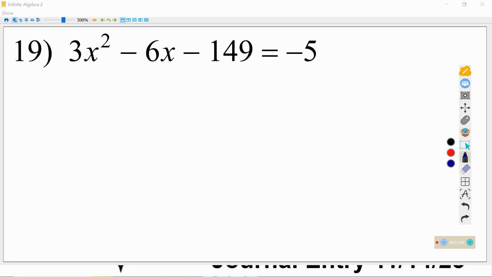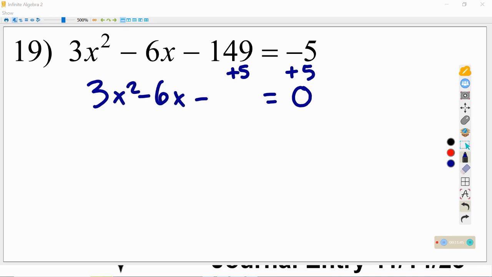So that first step, set it equal to 0. And that's why I'm going to add 5 to both sides. All right? I picked 5 because I know that negative 5 plus 5 is going to give me 0. Now we'll simplify everything else on the left-hand side. And I know negative 149 plus 5 is 144.